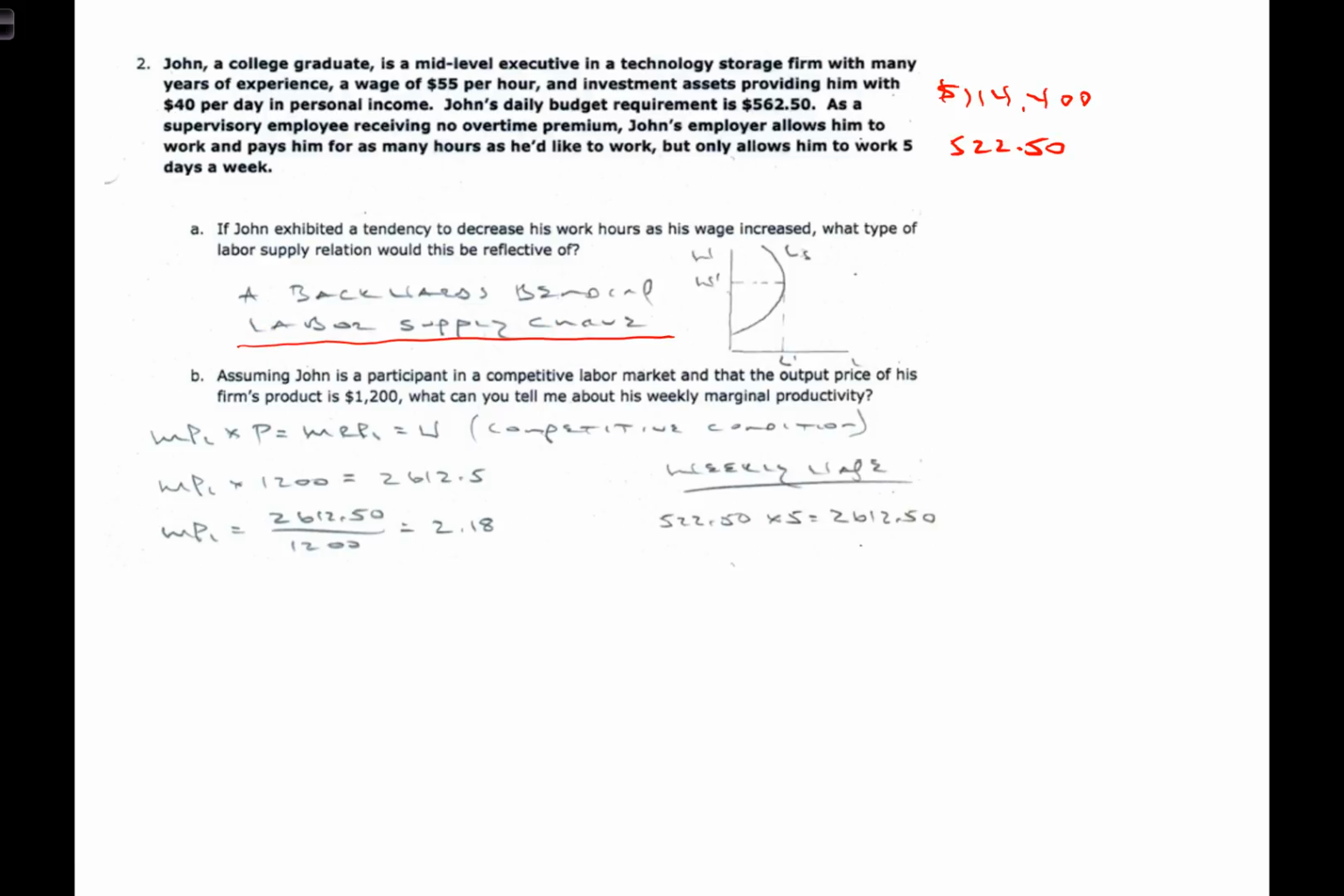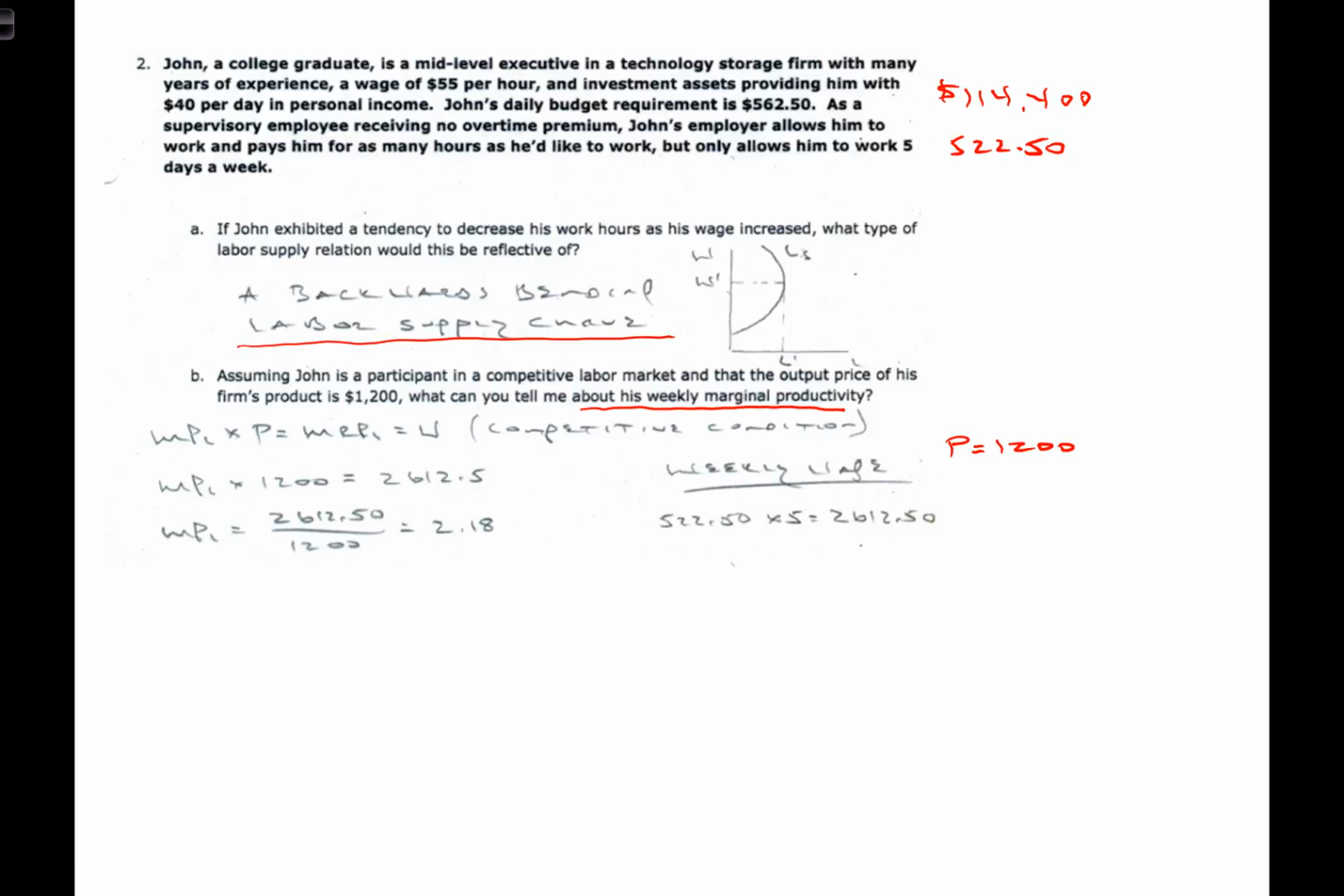In item B on question 2, I say, okay, go ahead and assume that John's a participant in the competitive labor market. I actually told you that he was. The output price of the good that he manufactures, or this firm is manufacturing, is $1,200. So the price is $1,200. What can you tell me about his weekly marginal productivity?